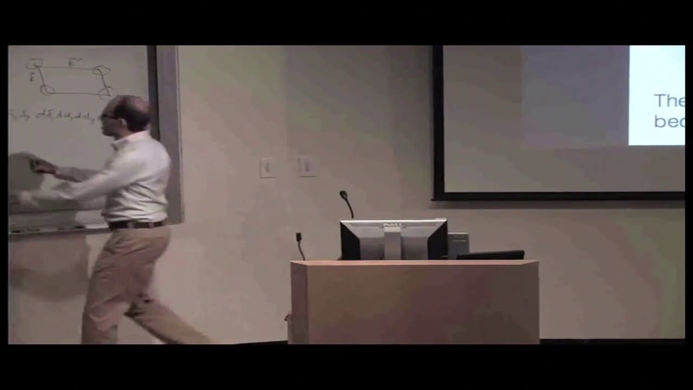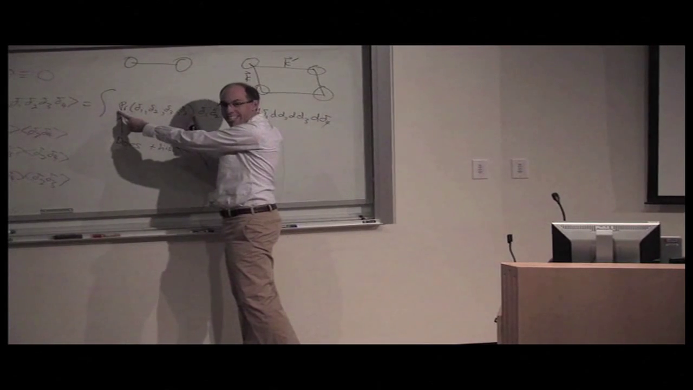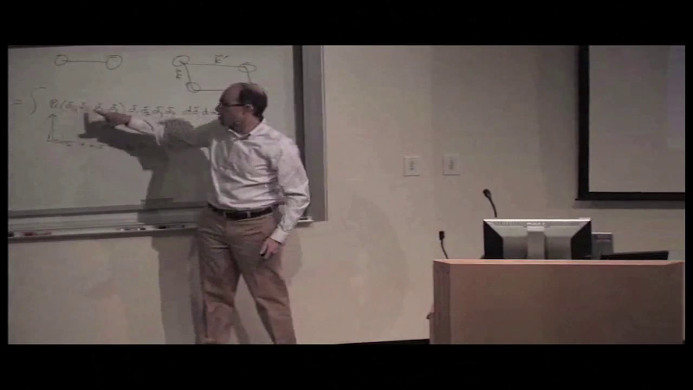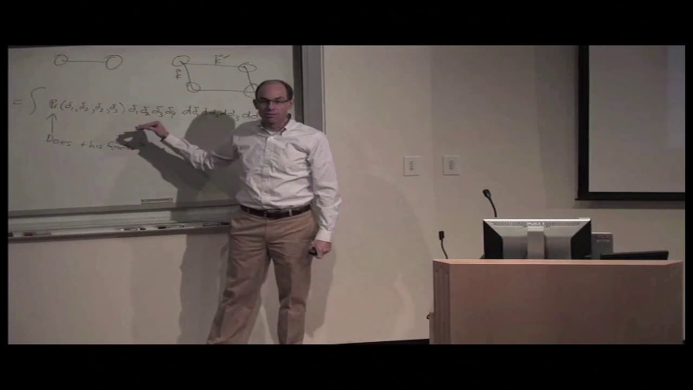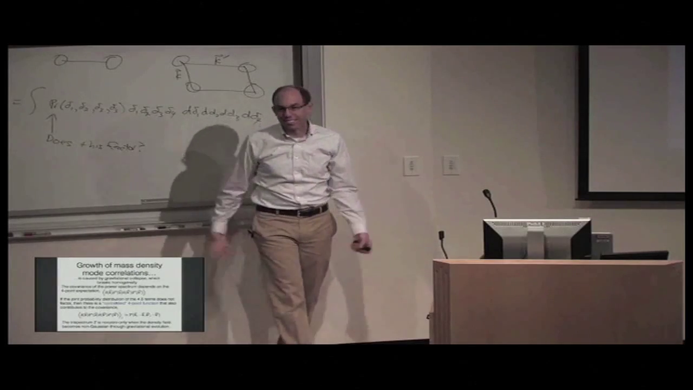And it means this joint probability distribution function is connected. I can't take the four arguments in here and factor it into a product of functions of smaller numbers of arguments. It's connected together. That's what it means.